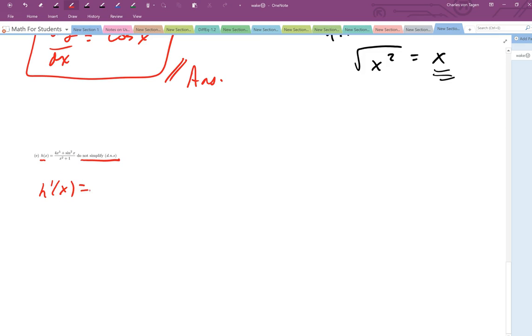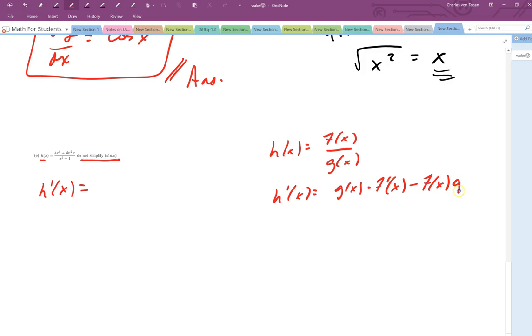Remember that our quotient rule says if we have h of x equal to f of x over g of x, then h prime of x is equal to, so how do I take the derivative of the quotient? It is the bottom function times the derivative of the top minus the top function times the derivative of the bottom function all over the bottom function squared.